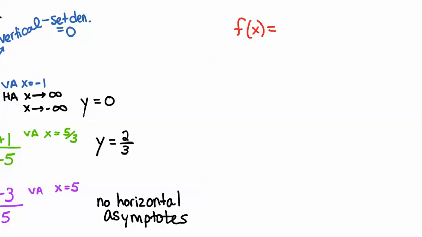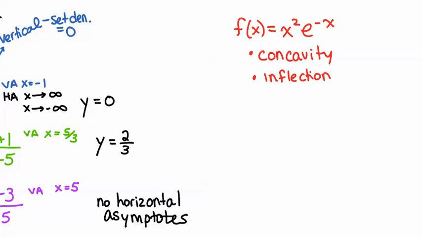X squared times e to the negative x. See if you can graph that. And when you're graphing it, see if you can find out when the graph's concave up and down. So check out concavity. Find any inflection points. So try to sketch that guy. We're going to do this in class today.